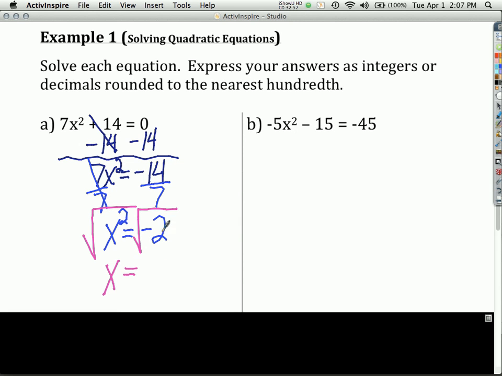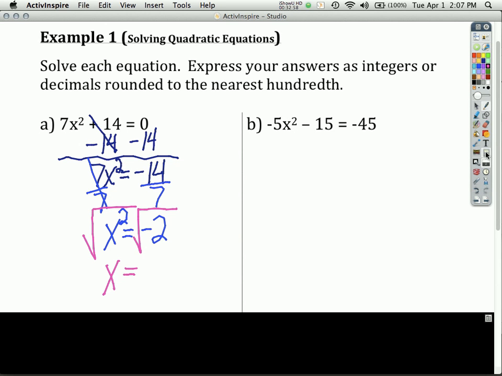equals, and now we have to take the square root of -2, and since that's not a perfect square, we're going to need to use our calculator.